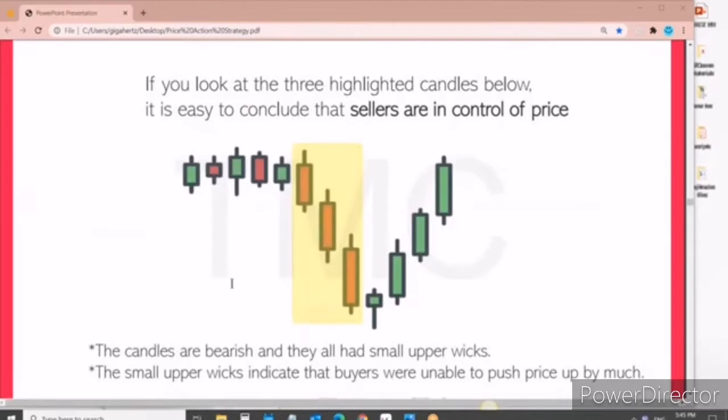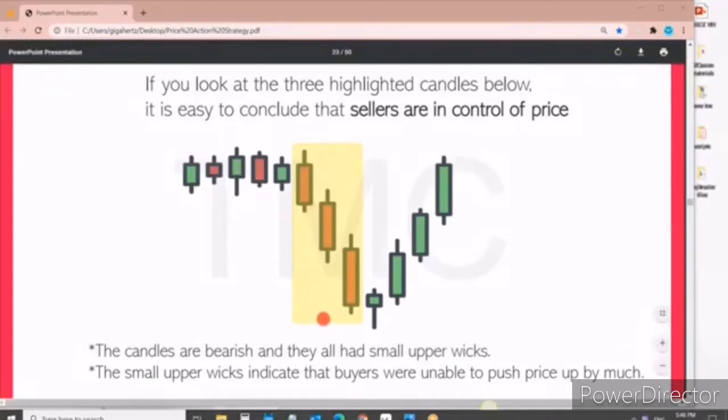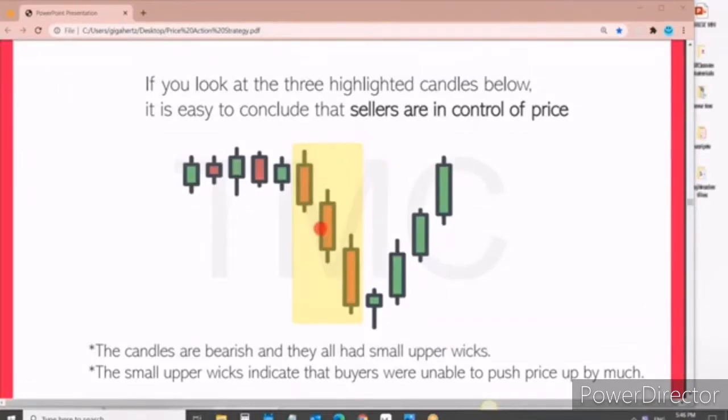Okay, so take a look on this one. If you look at the 3 highlighted candles, which is this, kita nyo naman siguro ito. It is easy to conclude the sellers are in control of price. Okay, sure yan. Sellers naman talaga ang nagko-control ng price natin dito. So, the candles are bearish and they all had small upper wicks. Or let's just say the candles all close lower than they open. So, open, close, open, close, open, close, lower than they opened, right? Okay, so yun lang.